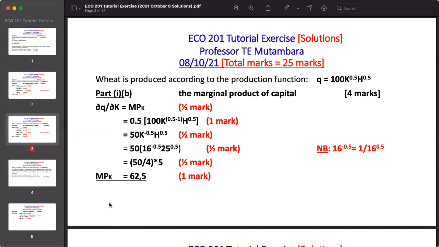With regards to the marginal product of capital, the focus now is on capital. So just pay attention to what's being differentiated. Here you minus 1 from capital, and then follow suit with what you do. Since the focus is on capital, you take 0.5 times 100, minus 1 on capital. Then this stays as is. Substitute and finish. Then you calculate, show us the steps. Then you get the answer of 62.5.